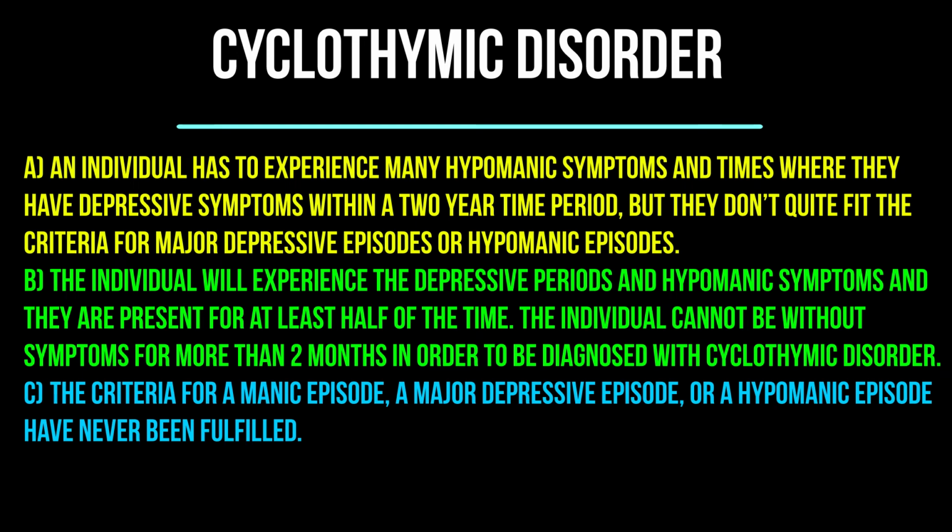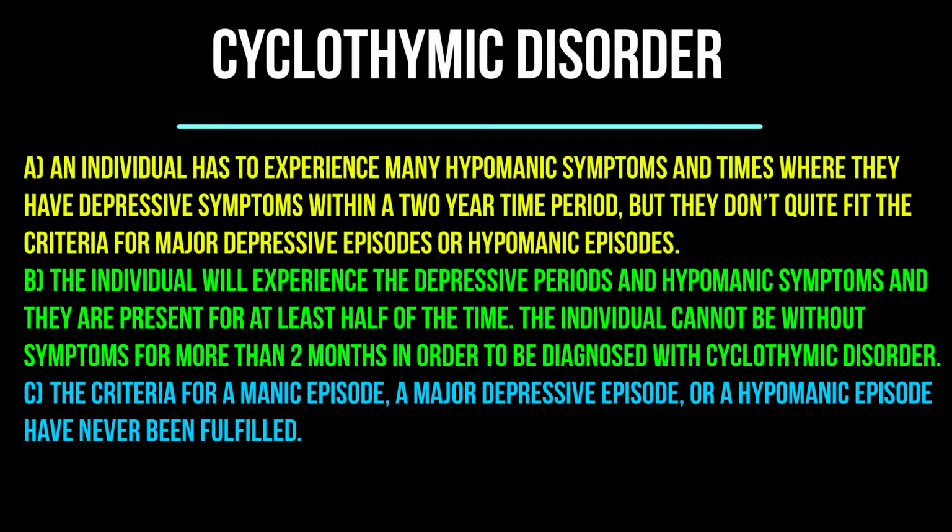Number 1, an individual has to experience many hypomanic symptoms and times where they have depressive symptoms within a 2-year period, but they don't quite fit the criteria for major depressive episodes or hypomanic episodes. Remember, if we go back to looking at bipolar I and bipolar II, having hypomanic episodes fits in with bipolar II. Having manic episodes fits in with bipolar I. So an individual would have to have some of the symptoms of those, but not fit the criteria for those.